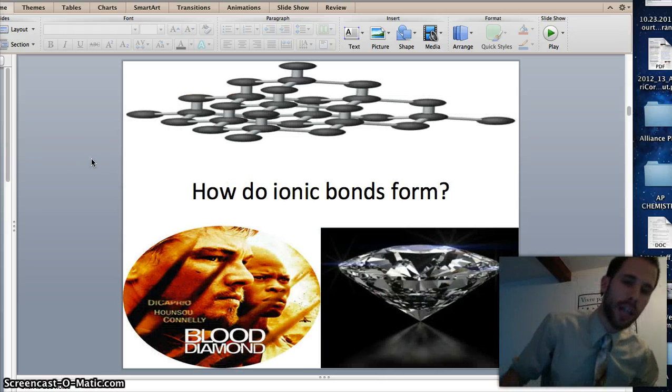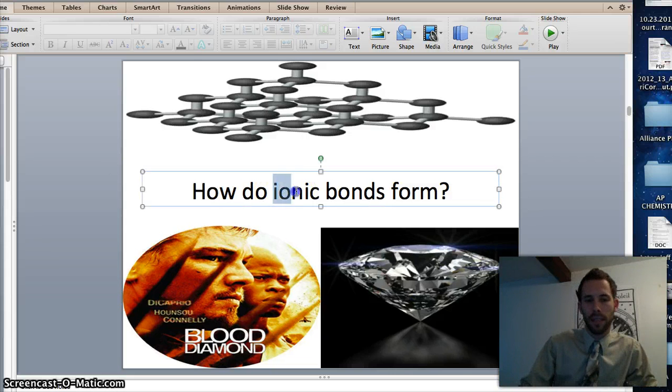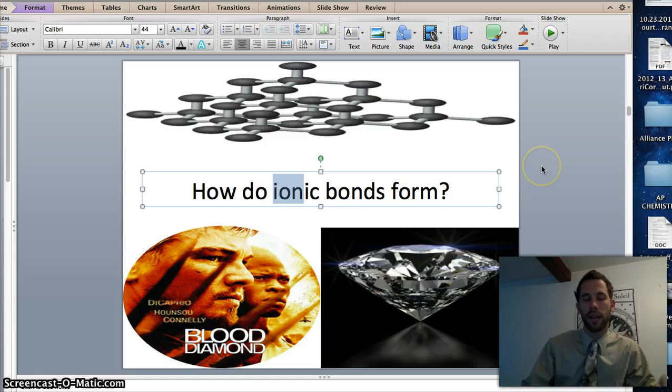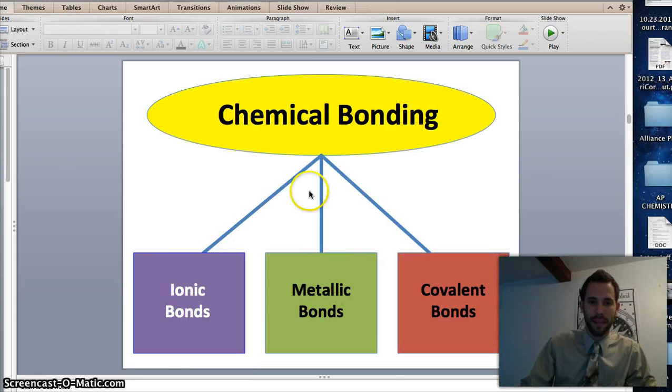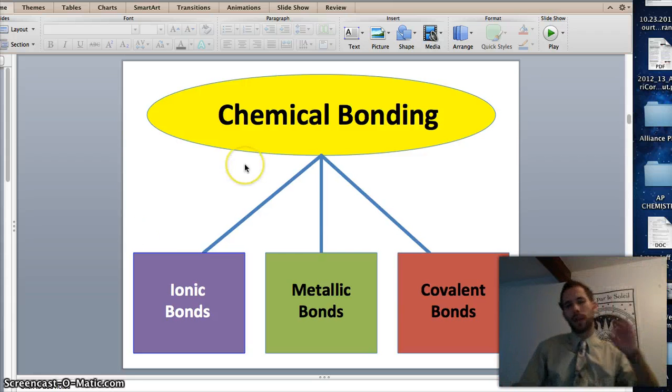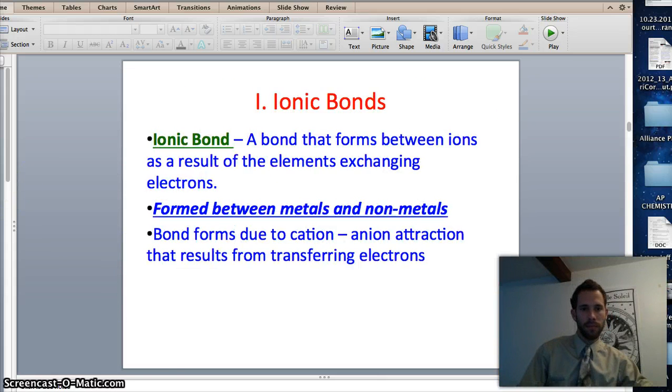The first one we want to talk about are ionic bonds. And we know a little bit about ionic bonds already because it has the word ion in it. So what do you think ionic bonds are going to be made out of? Yeah, you guessed it. Ions. Now there's 3 different kinds of chemical bonding. Ionic bonding, covalent bonding, and metallic bonding. Today we're going to discuss this bad boy right here, ionic bonds.